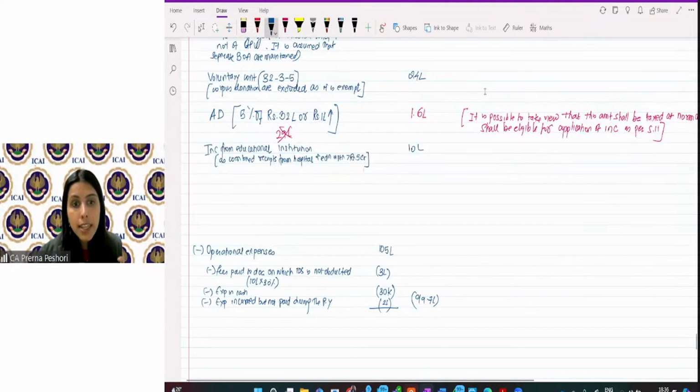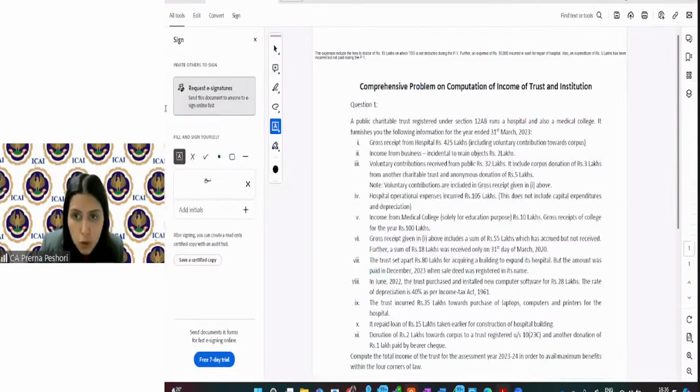Okay. Next is gross receipt given in one above includes a sum of rupees 55 lakh which has been accrued but not received. Further, a sum of rupees 18 lakh was received only on 31st March 2020. So this should not be 2020, this should be 2024. So just you can change that. Yes, so what will you do? What will you do in that situation?